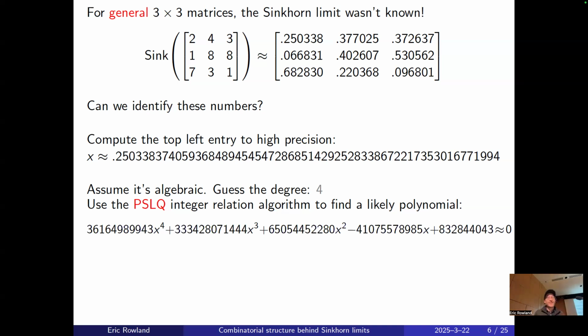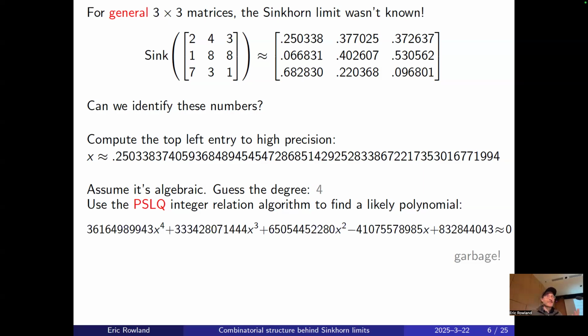And then the question is, is this actually right? Is this the real description of this number, or is this garbage? And you can check that by computing x to even more precision and running PSLQ again on that even higher precision approximation to x. And when you do that, you don't get the same polynomial. So this polynomial is actually garbage.